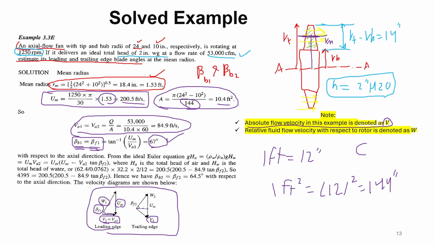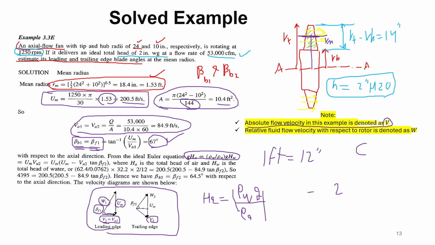Now from the ideal Euler equation, if you remember, the main purpose of having this equation is to get the head of this fan in terms of air, so H sub A. In order to do that, you need to utilize the density ratio, rho of water over rho of air, times the gravitational acceleration, and then all of that should be multiplied by the head of water. The main purpose of this is to convert from head of water to head of air.